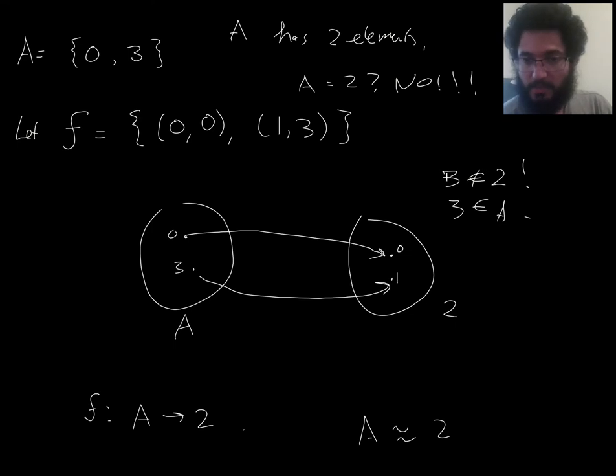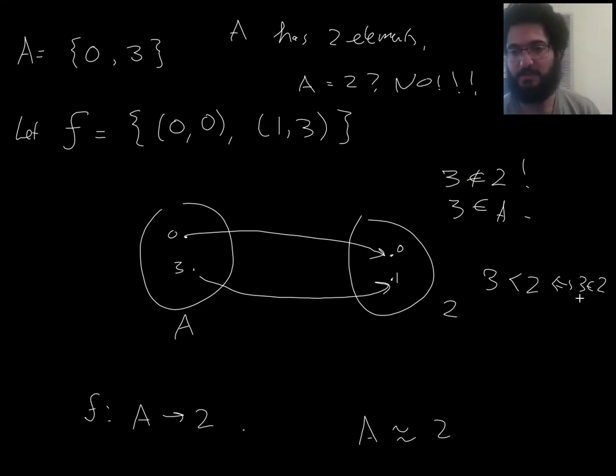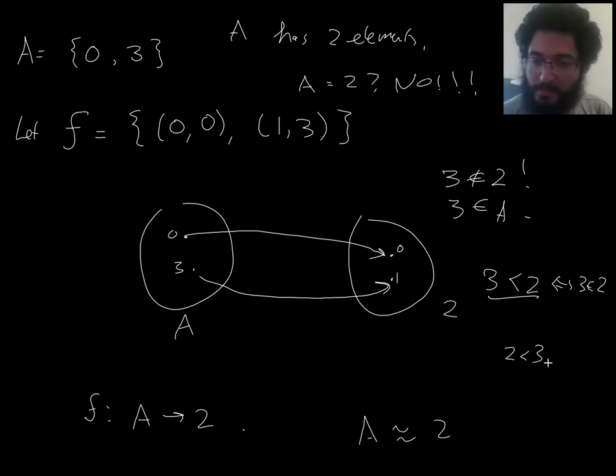It's because to say 3 is an element of 2 is to say 3 is less than 2. See the big advantage of our framework here? To say 3 is an element of 2 is to say 3 is less than 2. These are the same. And we know 3 is less than 2 cannot be true because 2 is less than 3 is true. Things are always less than their own next. And we have the trichotomy law. You cannot have both of these being true. So 3 is not in 2, but 3 is in our set A here. And so A cannot be equal to 2.